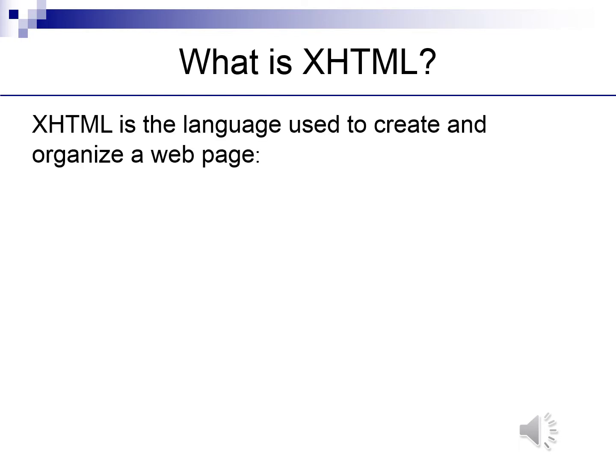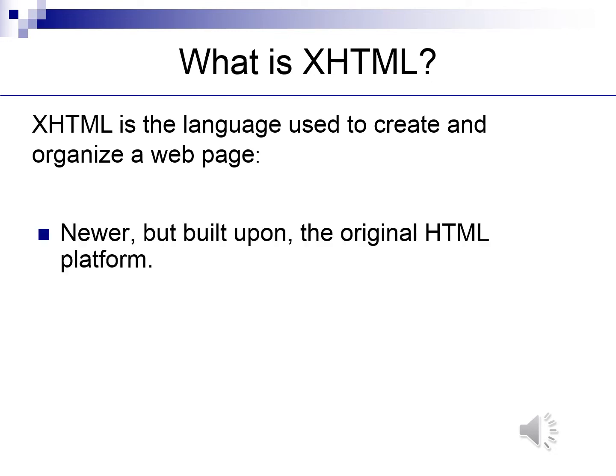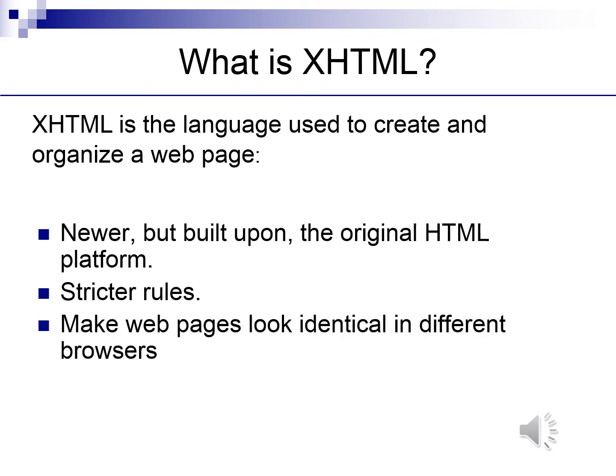What is XHTML? XHTML is a language used to create and organize a web page. XHTML is newer than, but built upon, the original HTML. HTML stands for Hypertext Markup Language. XHTML has stricter rules and does not allow some elements formerly used in HTML.